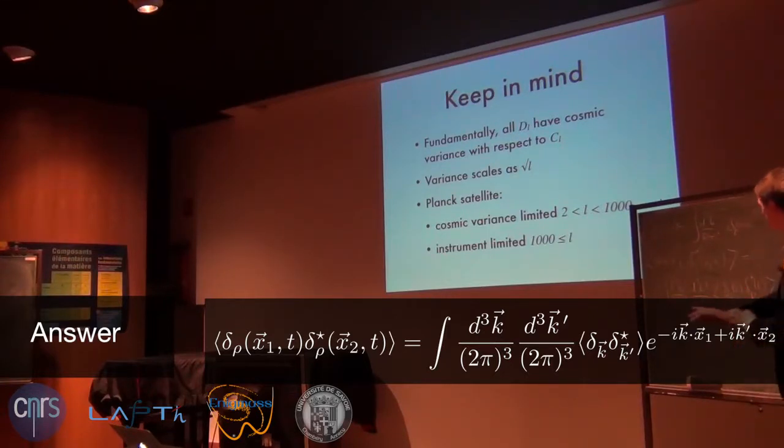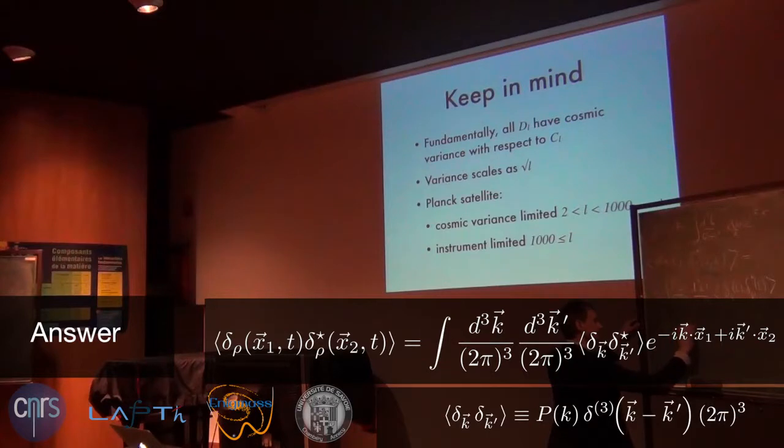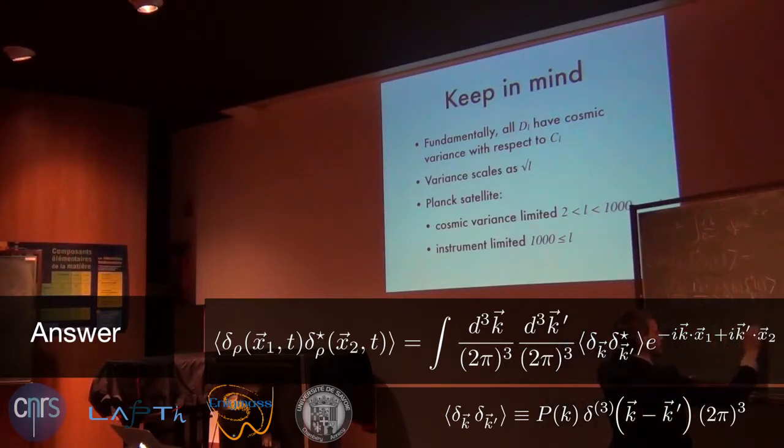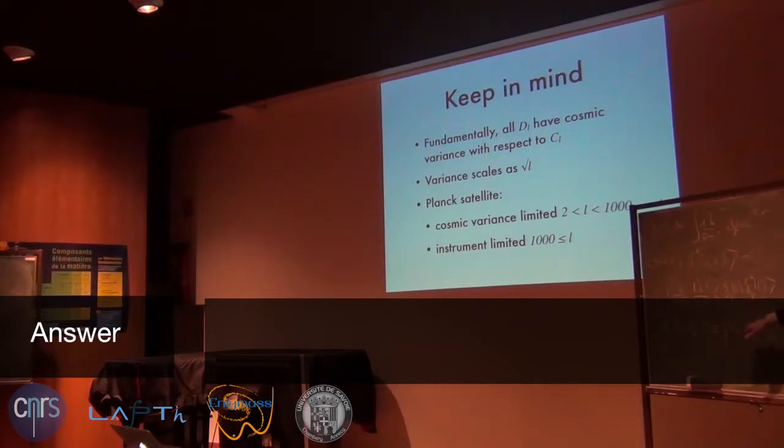If it's a random field without correlations, this correlator is 0. If it's a Gaussian random field, the definition is simply that delta k delta k prime is given by some width of the Gaussian times the three-dimensional Dirac delta of k minus k prime, and then a factor 2 pi to the third. This is simply the definition of a Gaussian random field. If it is a Gaussian random field, it will look like this. So you can fill this in and work it out.